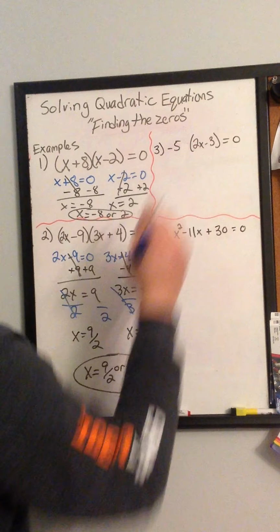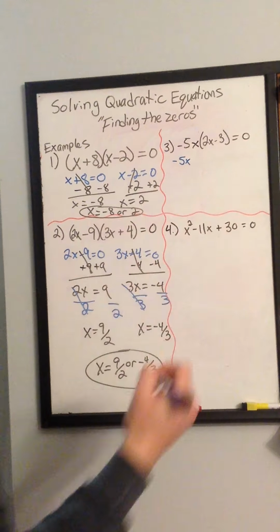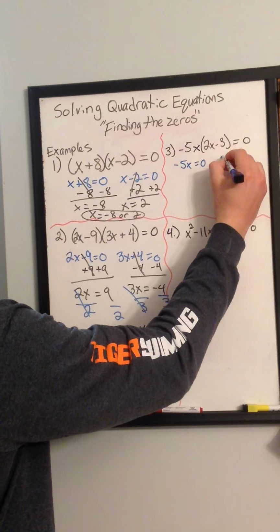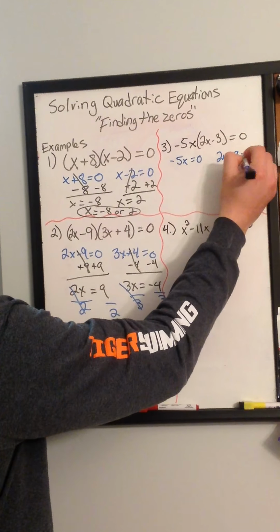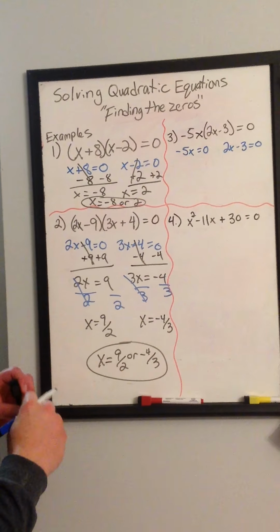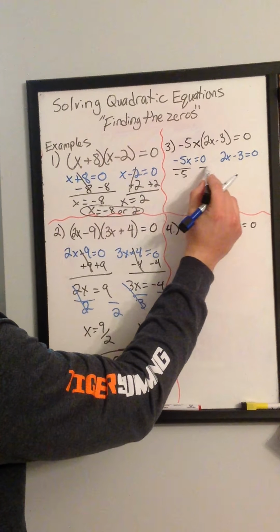Okay? So one of those x's has to be something that makes either one of those 0. So what we're going to do, same idea as the first two, I'm going to write my term on the outside, this negative 5x, that's going to be one factor, is equal to 0. And then 2x minus 3 is another factor equal to 0. So if we're solving here, well, this one's only one step. We're just going to divide by negative 5.